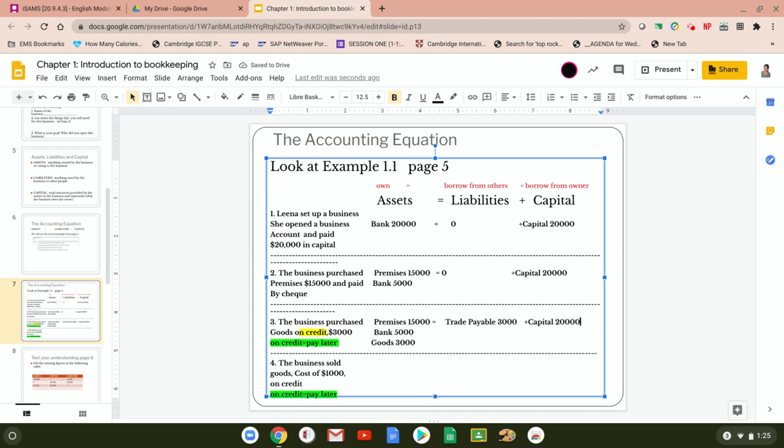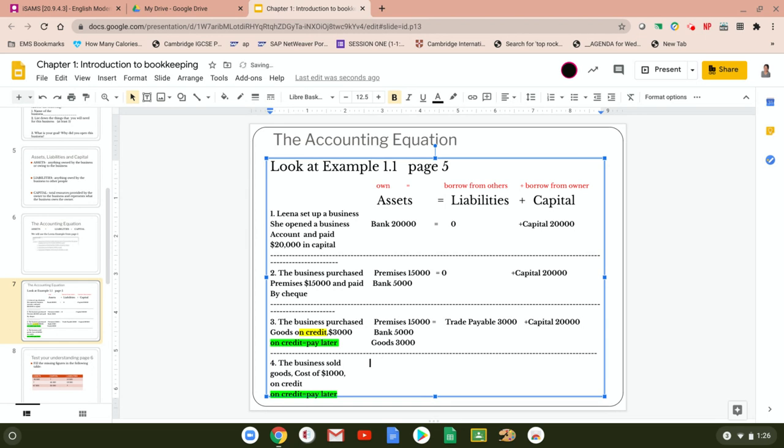Now take a look closely. You can use your calculator, but you can do mental math as well. If you add all of this, it's 23,000. And here, it's also 23,000. All right? Now, let's just revise quickly. The total of your right side, the trade payable and the capital, is 23,000, and your assets on the left side is also 23,000.